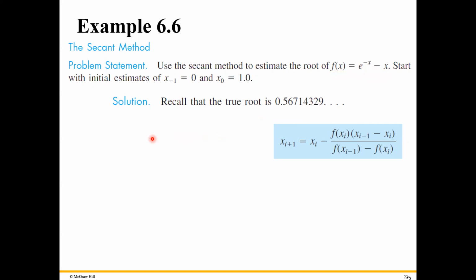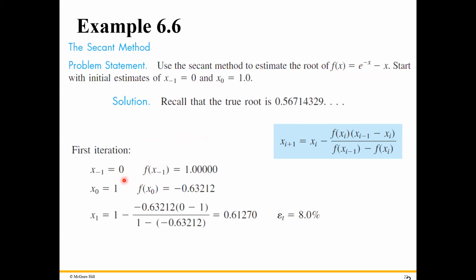So let's find the solution. In the first iteration, x_{-1} is equal to 0, and this gives the function value 1. For x_0 equal to 1, this gives the value of minus 0.63212. And from these two estimates, we find the value of x_1, using x_{i+1} in the formula.